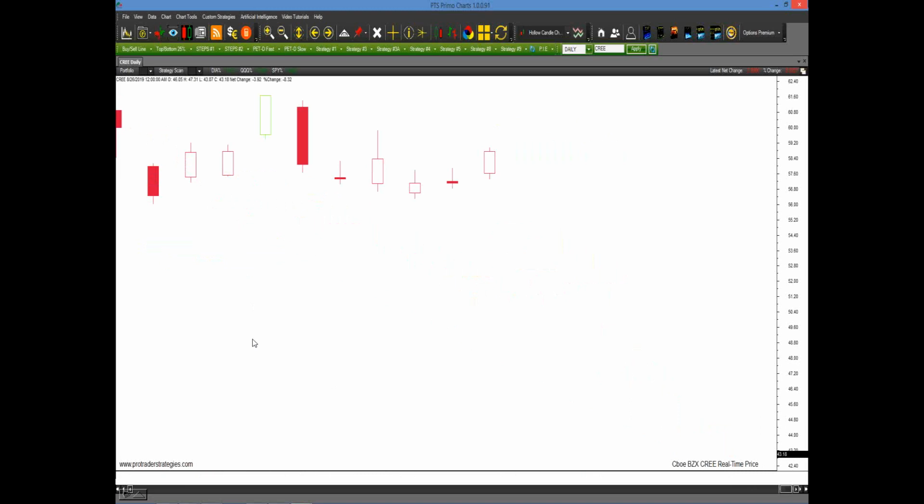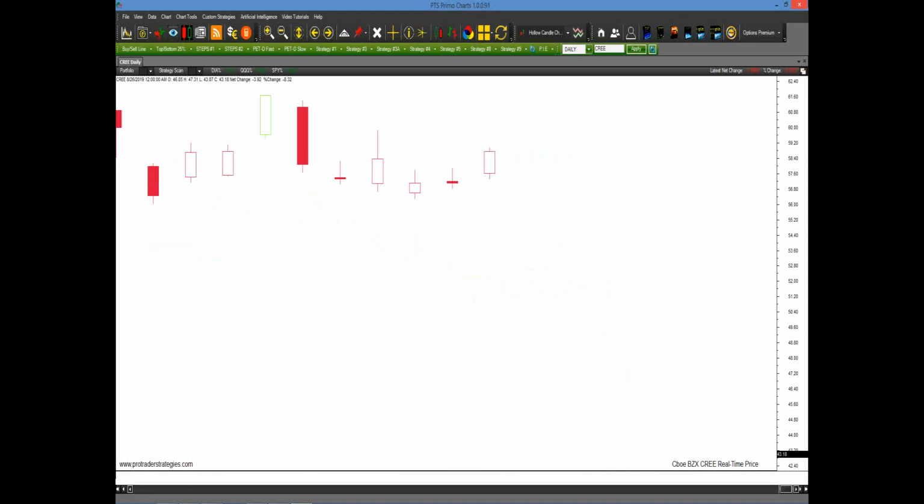Now, here's an example in CREE. This is what we mean by consistency. All of our methods are consistent. So does that mean that they always win and they always make money? No. Consistency means that you are aware that you will have losses. But what you want is a consistent method that's able to recoup those losses, often on the very next setup.